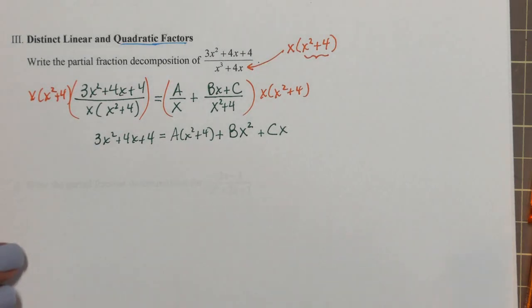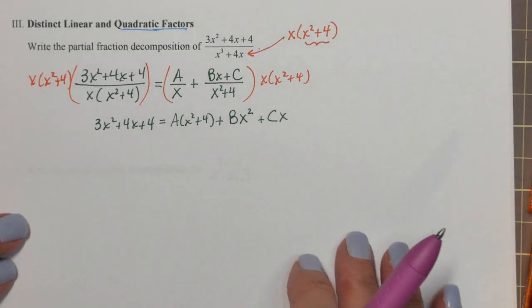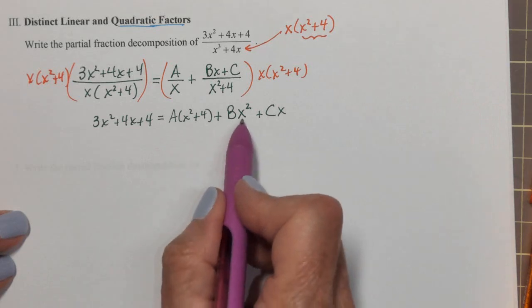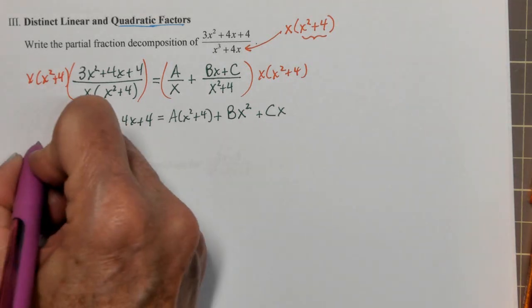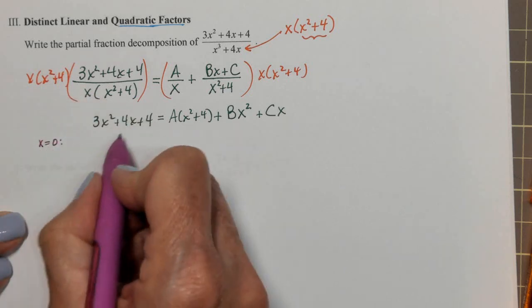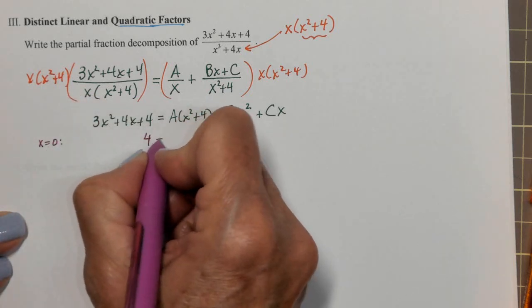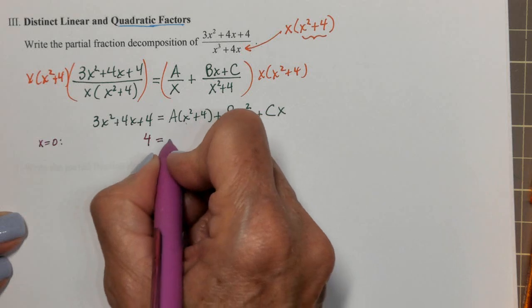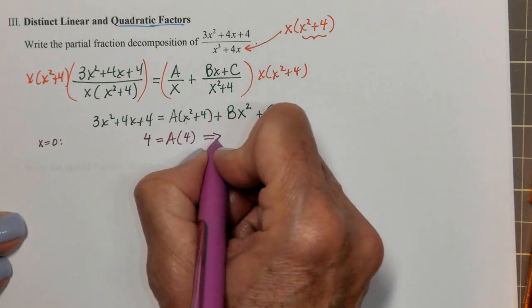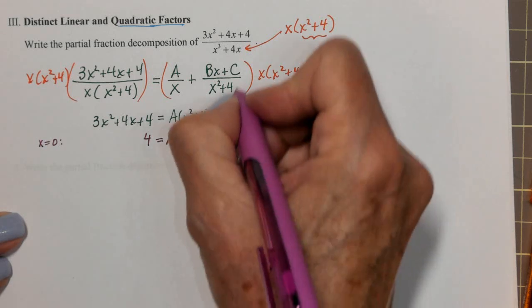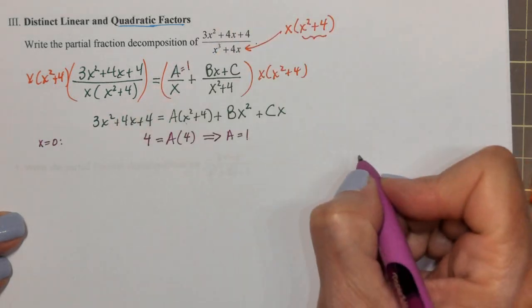Time to let x be something. Well, a convenient value to let x be would be 0. If I let x be 0, I would get the value of a. So I'm going to let x be 0. And if x is 0, on the left I just have 4. On the right I have a times 4. That tells me that a is 1. So now I know a is 1.